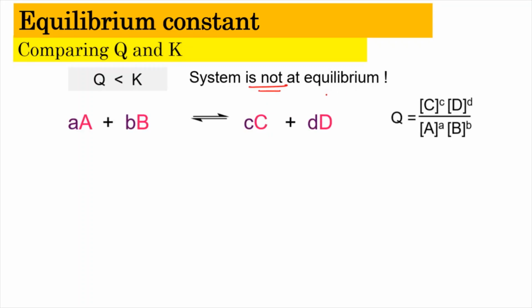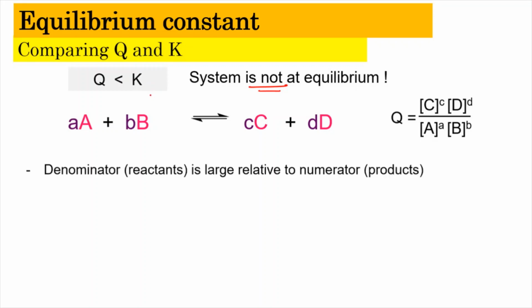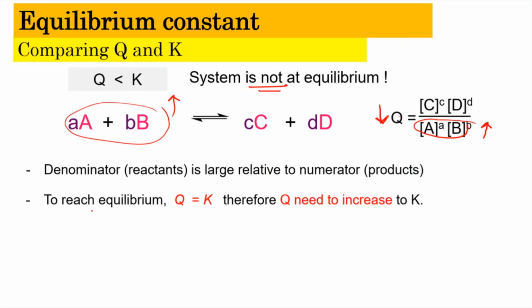When Q is lesser than K, it means that the denominator, which is this part here, is very, very large, and as a result, our Q here is low. That is why Q is lesser than K. It means that the concentration of our reactant is very, very large. In order to reach equilibrium, we need to make sure that our Q is equal to K. Therefore, Q needs to increase so that we can equal the value.